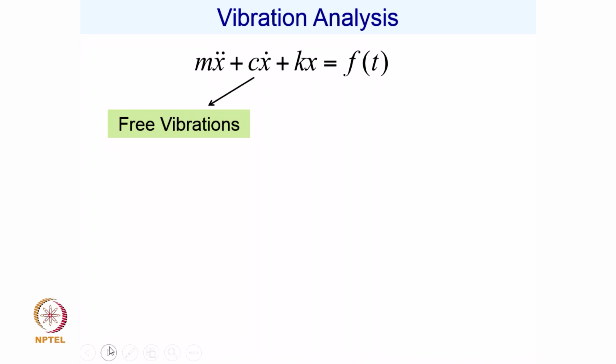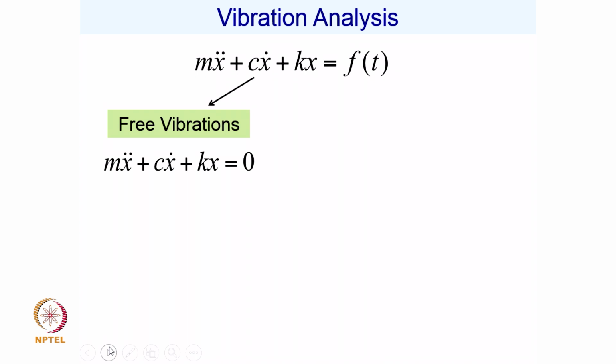So, when it is done for free vibration response, the right hand side term, that is the forcing term, is assumed 0, and therefore, the equation turns out to be m x double dot plus c x dot plus k x equal to 0. So, that basically sets the ball rolling for free vibration analysis.